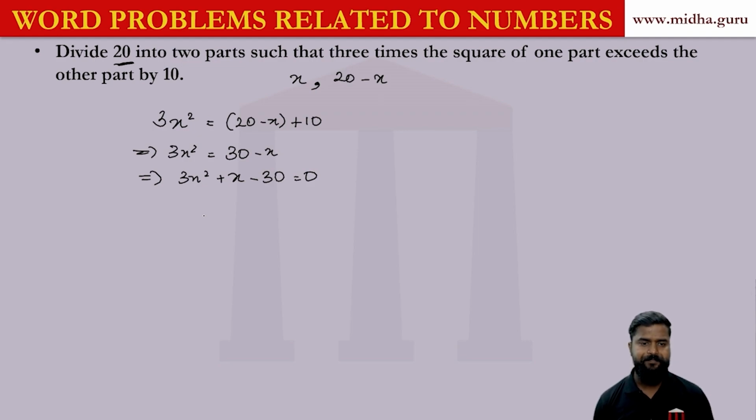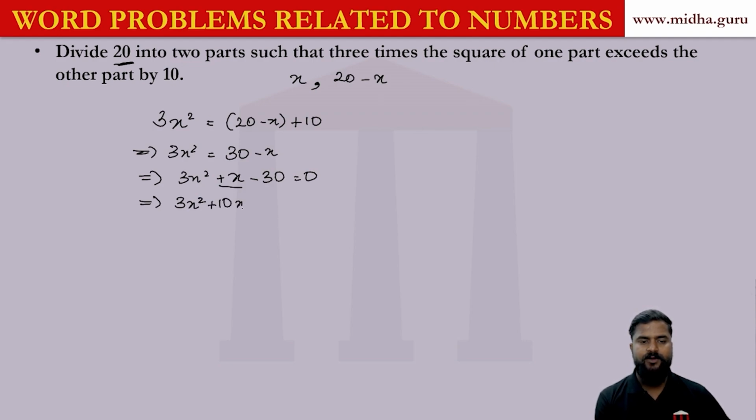Coming back to our problem, now we have 3x squared plus x minus 30. To solve this, we multiply a and c in the form ax squared plus bx plus c. We see 3 into minus 30 will be minus 90. And so we have to split our middle term, b, such that the coefficients multiply to minus 90 and add to 1.